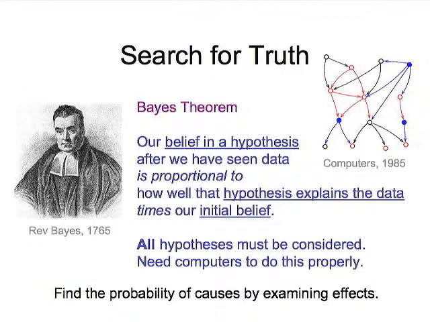Maybe the patient has an infection. Maybe they have an inflammation. Maybe they took some pills. Who knows? How do you find out the causes from the data? And that had not been worked out rigorously with probability until 1765.